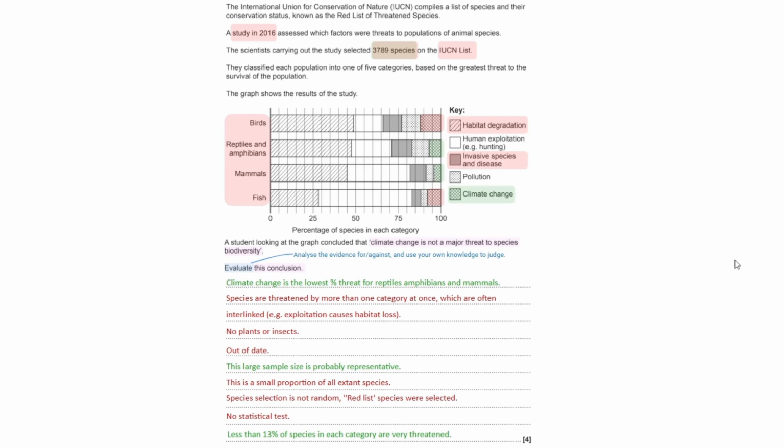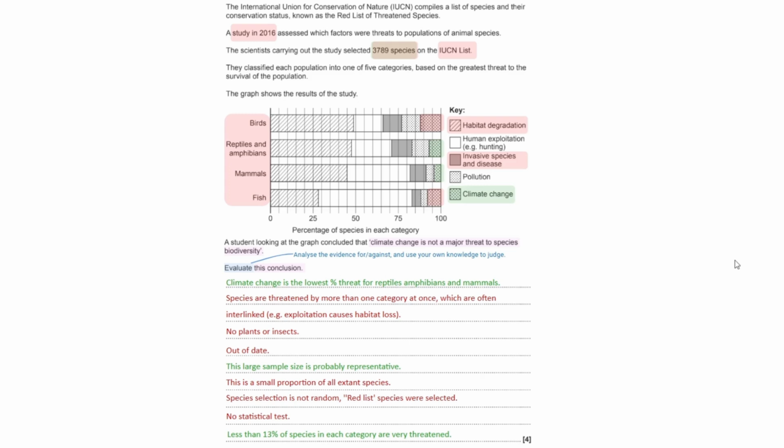Lastly, if we were to inspect the data specifically, we can see that less than 13% of species in each category are very threatened by climate change. So even though some types of species are more under threat by climate change than others, less than 13% of all of them are threatened at all.